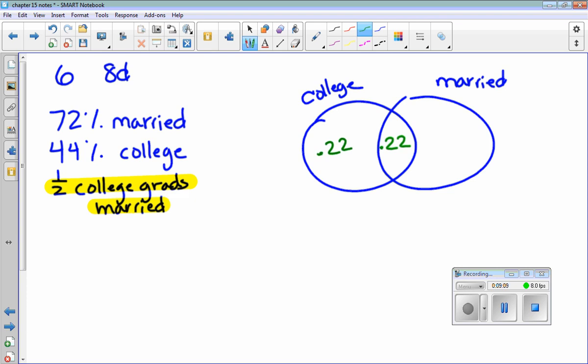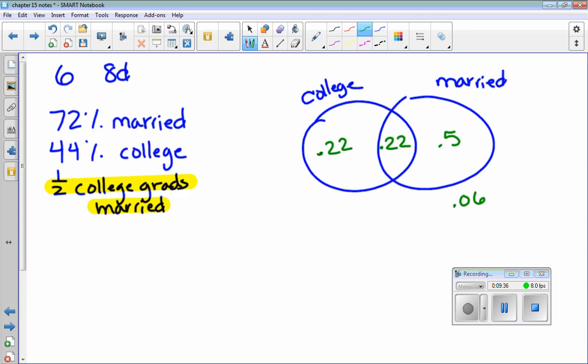Now we'll look at married, and we have 72% total is married. Since I already have 0.22 in there, that leaves 0.5 or 50%. Now if I add all those up, we're still not at 100. So what percent has neither been married nor gone to college? 6%. Okay? So that's your Venn diagram. So let's now use it to answer the questions.